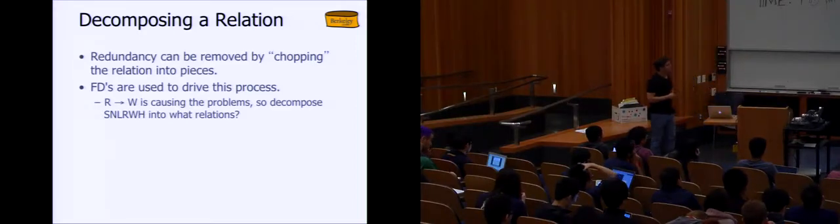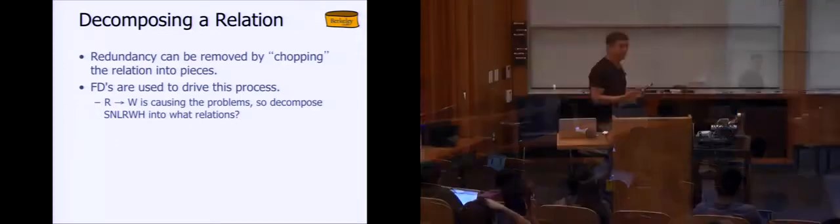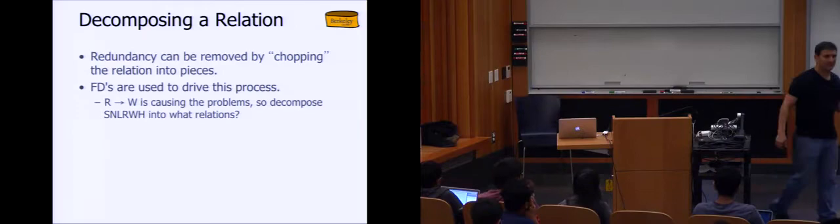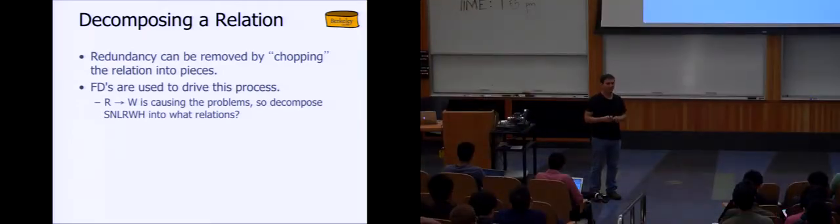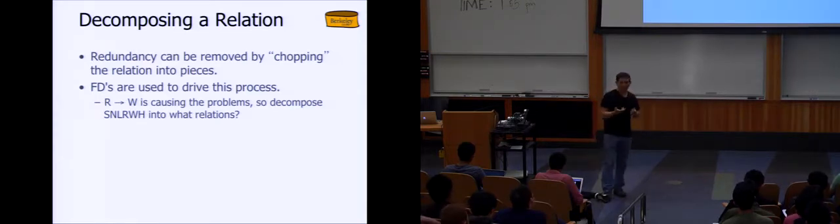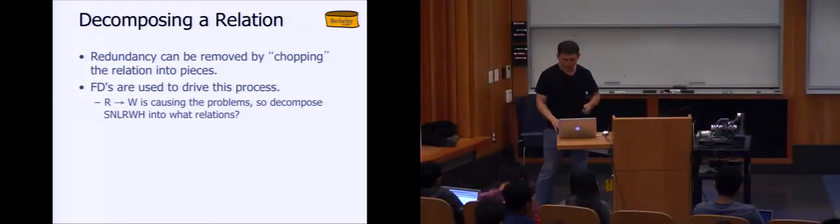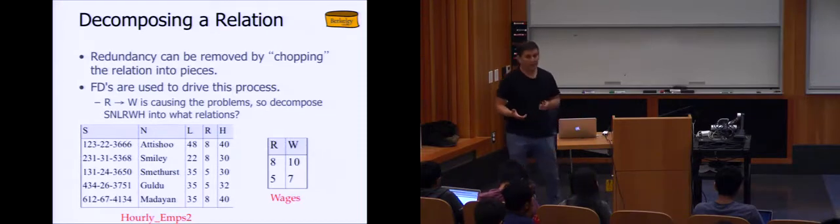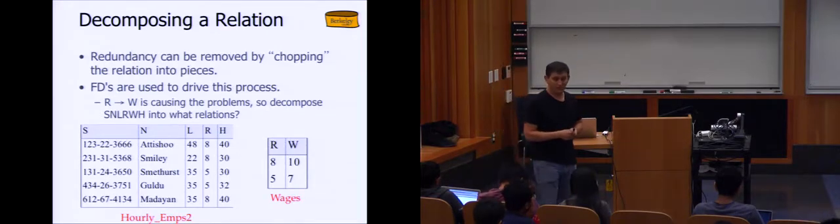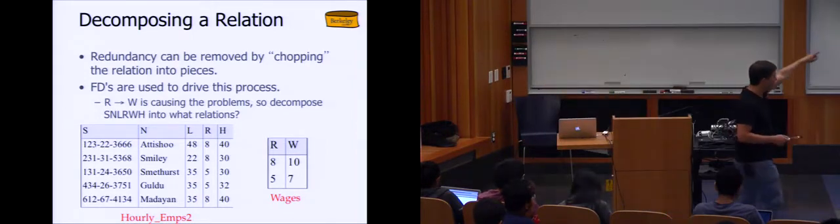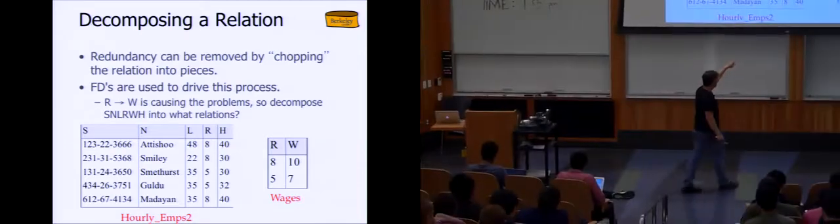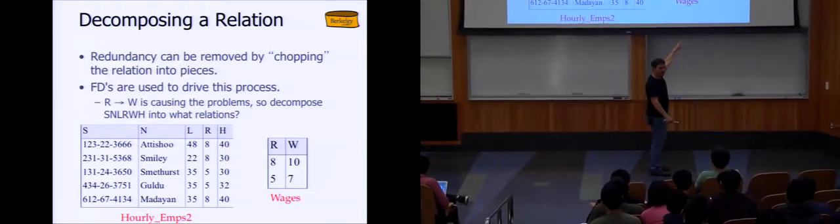RW is causing the problems, so we shall decompose Snurler into what? What would be a good table to peel out of this? What columns might we want to set aside? R and W, right? I want that rating wage pair, that lookup table, to be pulled out of this relation. And then, if we pull that out of the relation, it's going to have R as a key because R determines W. R also determines R as a trivial dependency, so R determines everything. Therefore, R is a key of wages, and this is the lookup table we wanted all along. It's intuitive, right? This is the UC rules for wages, or this company's rule for wages.